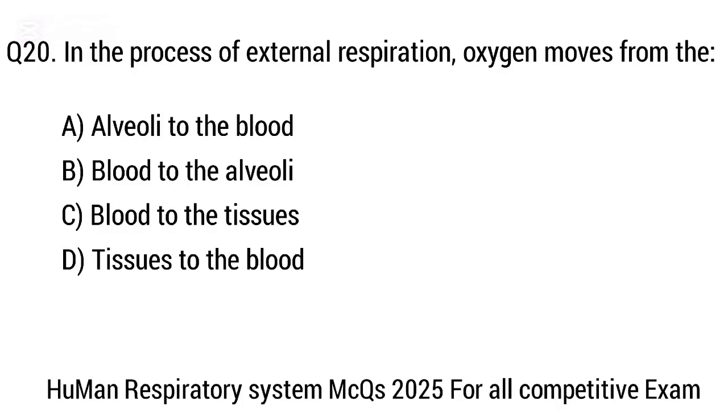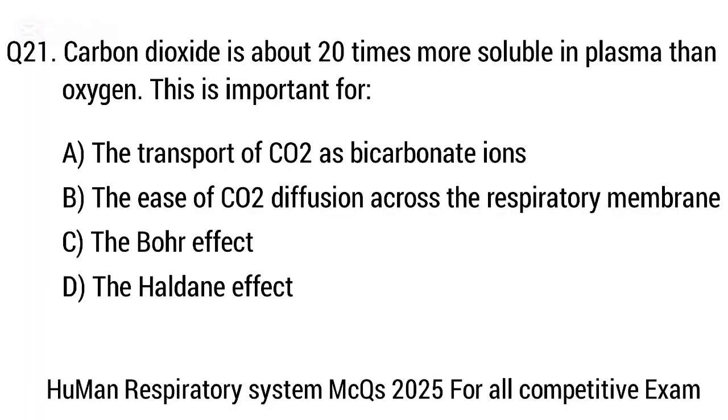Question 20. In the process of external respiration, oxygen moves from the... The right answer is option A, alveoli to the blood. Question 21. Carbon dioxide is about 20 times more soluble in plasma than oxygen. This is important for... The right answer is option B, the rate of CO2 diffusion across the respiratory membrane.